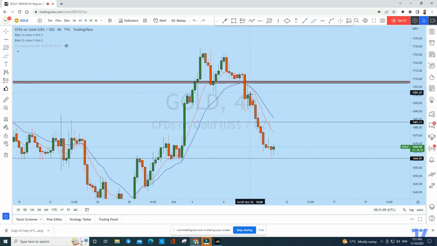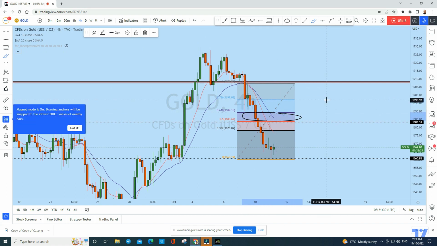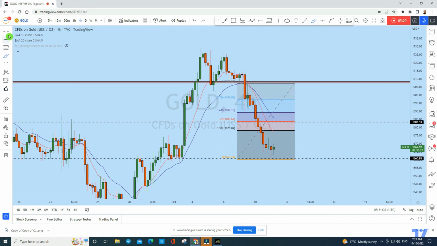Now, if you look at this move on the 4 hour, we see that there is no significant retracement in that move as well. If we take our Fibonacci for this move, we see that this area of value that we are talking about is in fact a 61.8% Fibonacci level, which is the golden ratio, the 50 to 61.8% Fibonacci level.